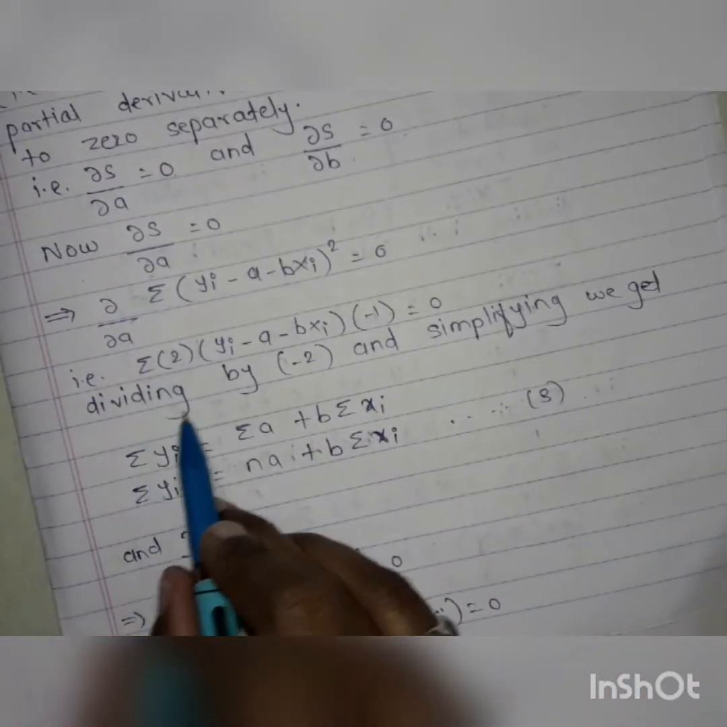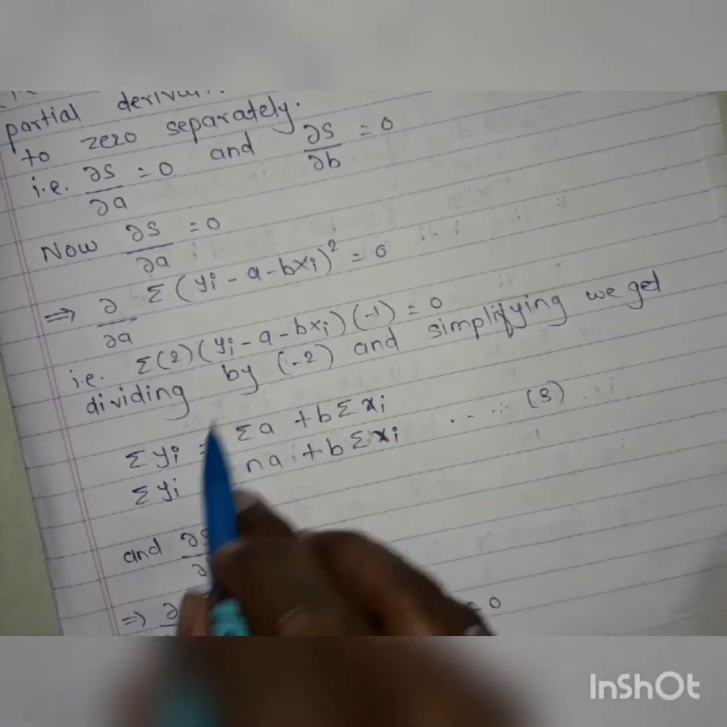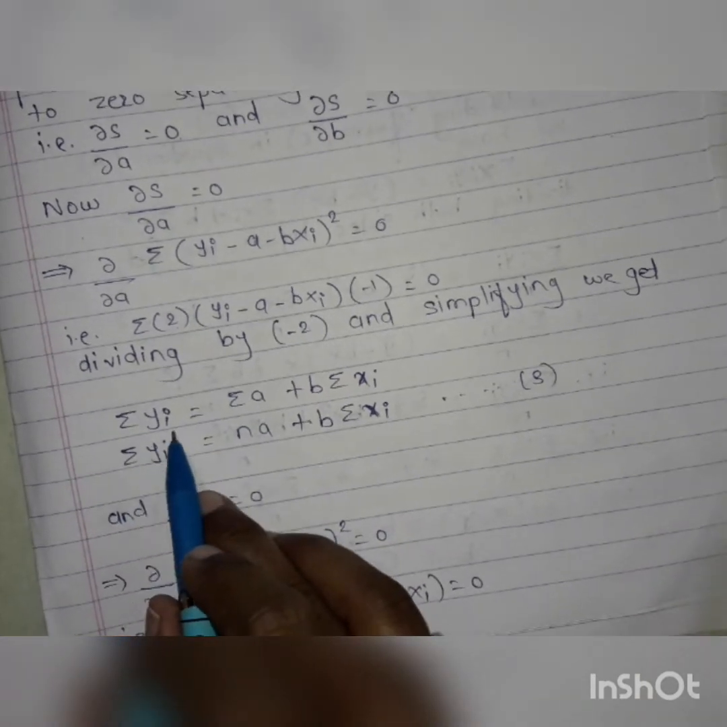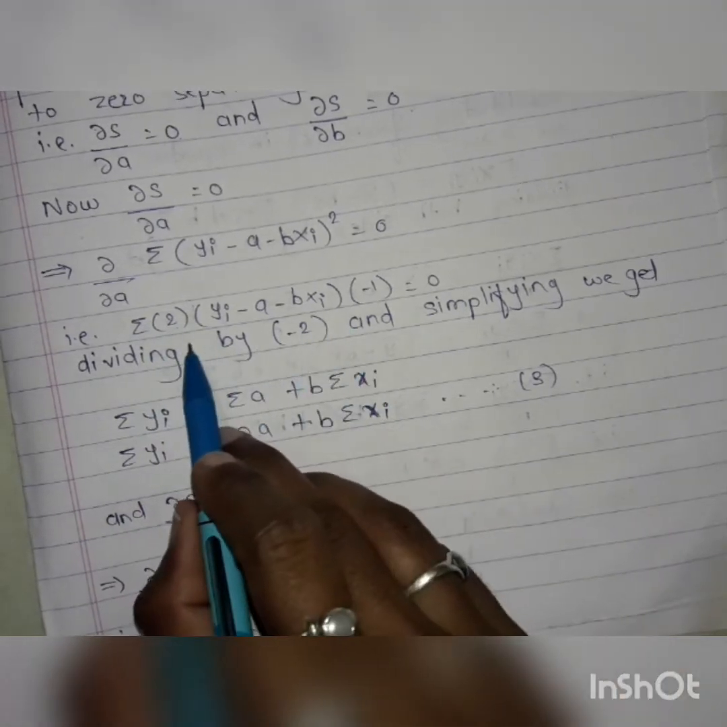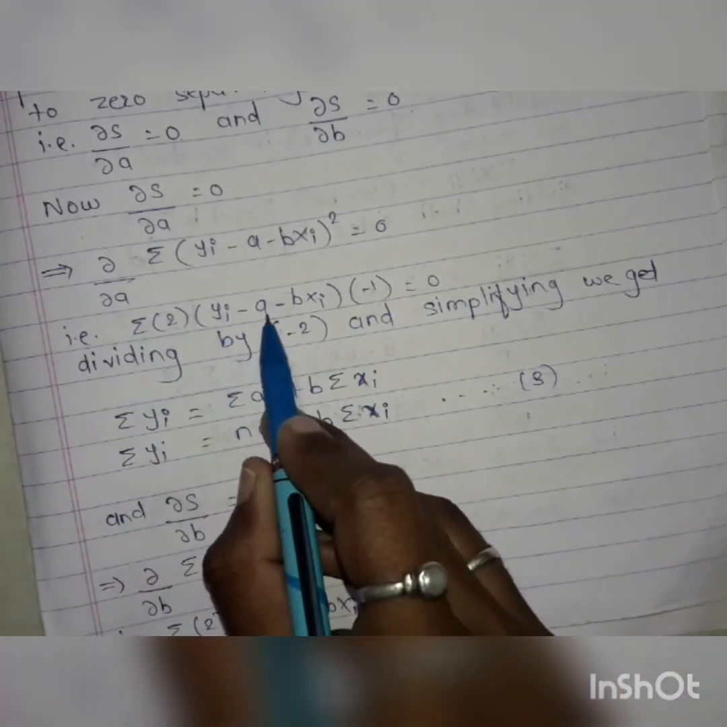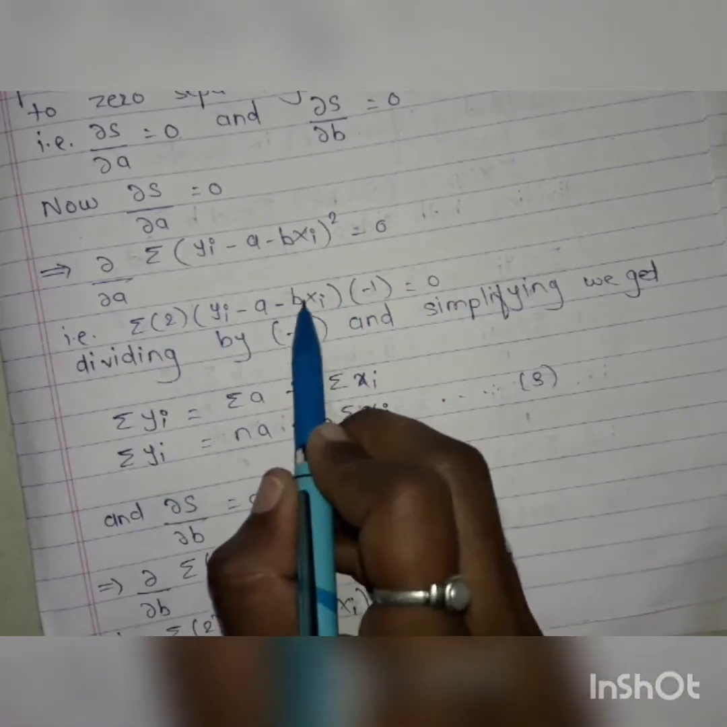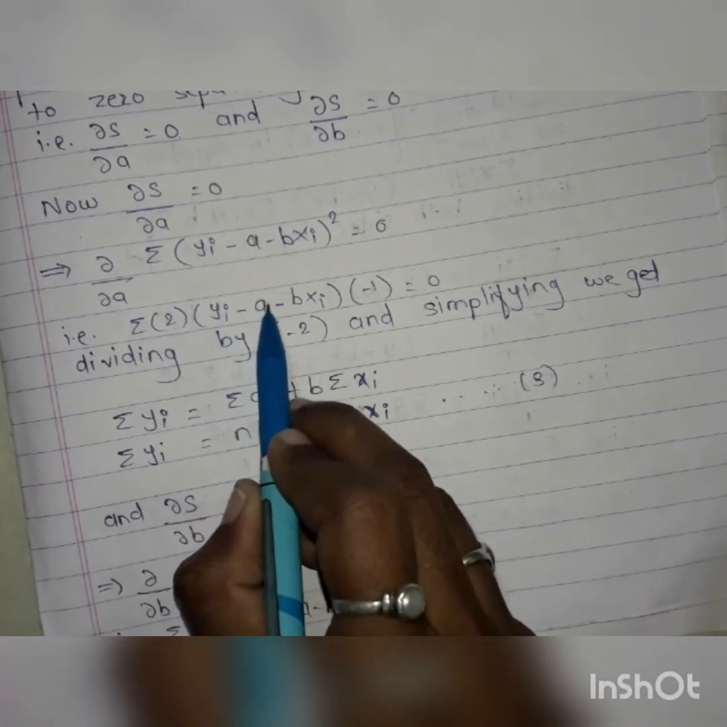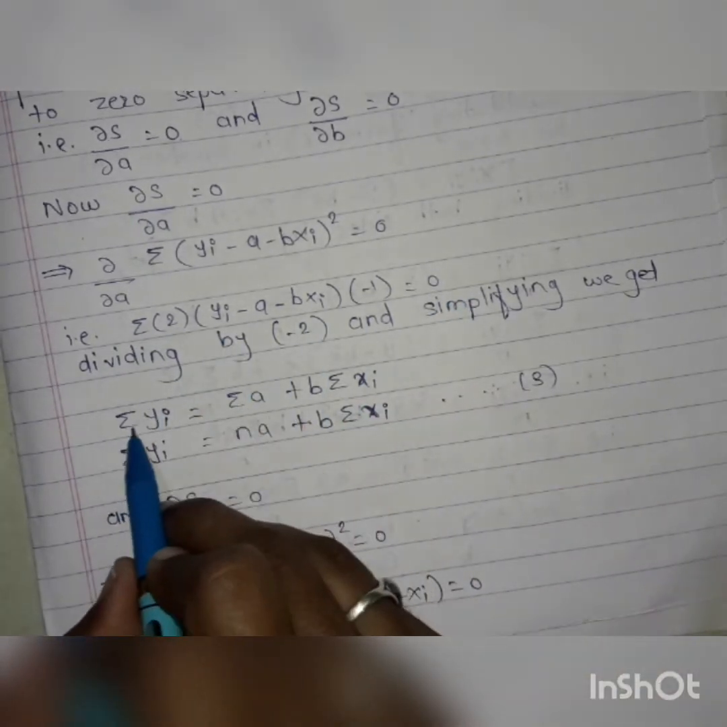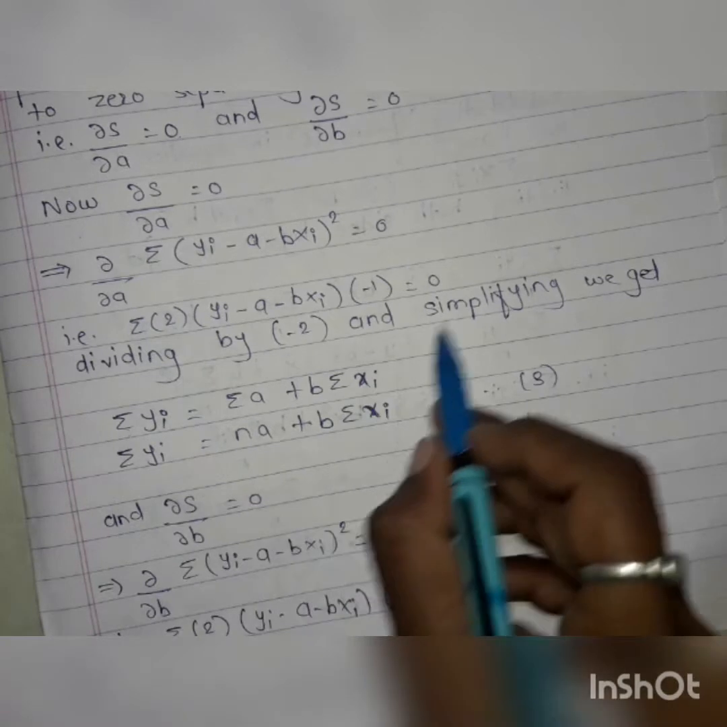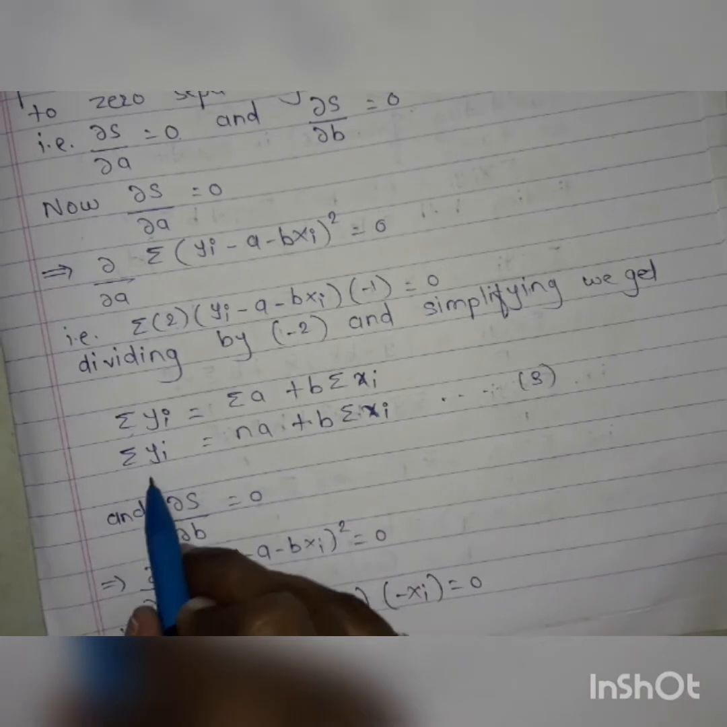In the next step, dividing by minus 2 and simplifying, we get summation yi = summation a + b summation xi. That is, divide this equation by minus 2, we get summation (yi - a - b xi) = 0. Then applying the summation on the bracket, we get summation yi - summation a - b summation xi = 0. Then taking this term to this side, we get summation yi = summation a + b summation xi.